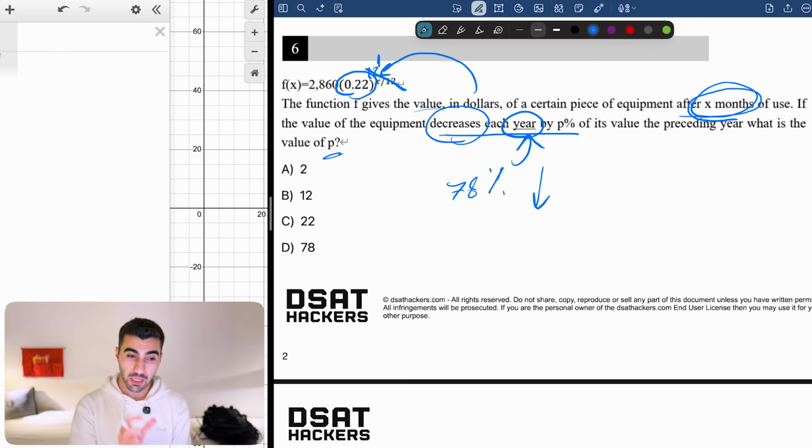So you have to also pay attention to that one as well. Is it asking you how much it decreases or increases, or is it asking how much it becomes, how many times the previous value? If it was like that, it's going to be 22. But since it's asking how much it decreases, it goes to the 78% decrease, so it's going to be choice D for this question.